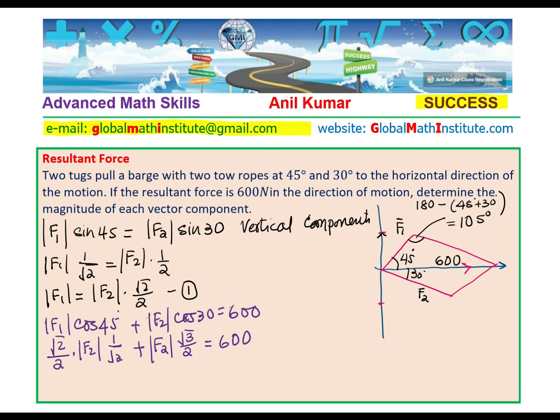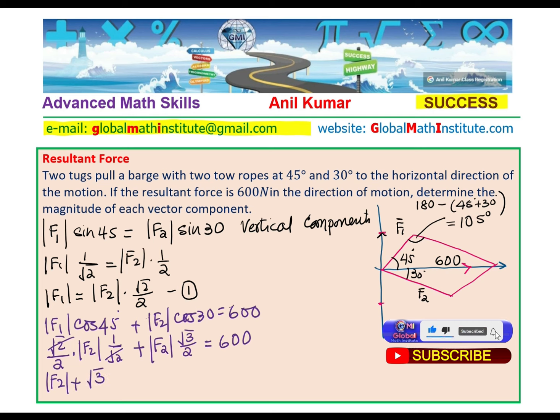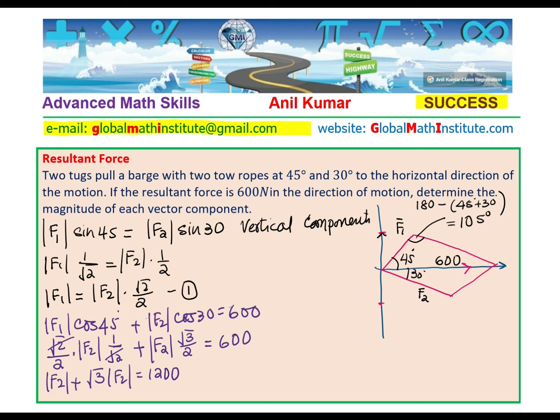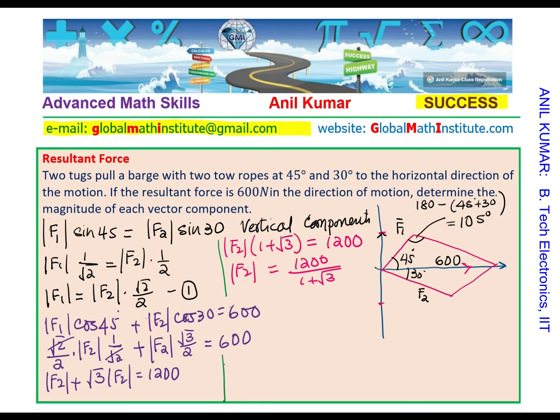So now we have an equation in only F2, correct? Well, we can cancel this, right? Square root 2 is square root 2. Multiply by 2, right? So we get the magnitude of F2 plus square root 3 times the magnitude of F2 is equal to 1200, correct? So that gives us the value of F2, right? So we have the magnitude of F2 times 1 plus square root 3 equals 1200, or the magnitude of F2 is 1200 divided by 1 plus square root 3, correct? So we can find this value, correct? So 1200 divided by, within brackets, 1 plus square root 3.